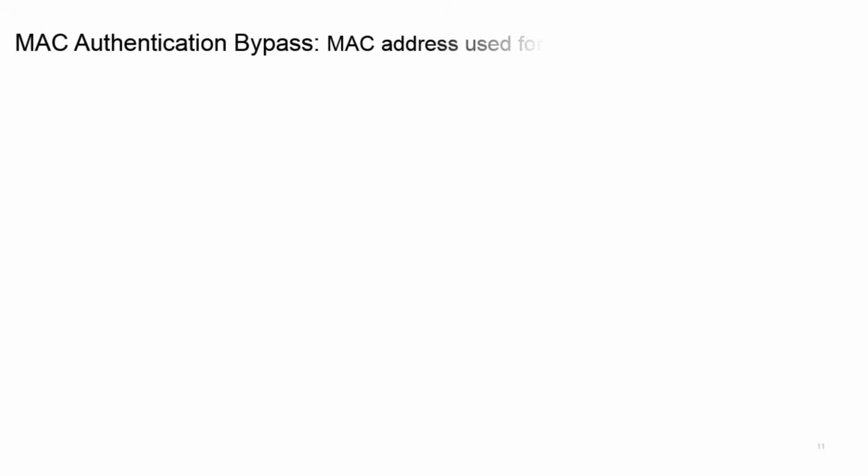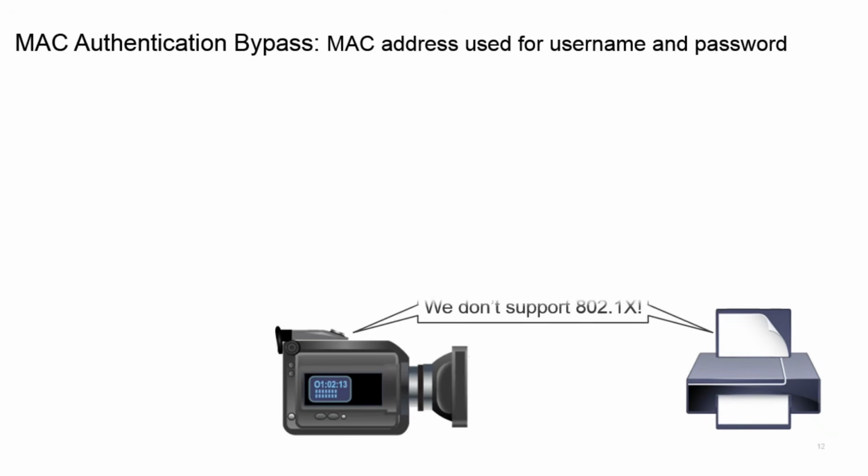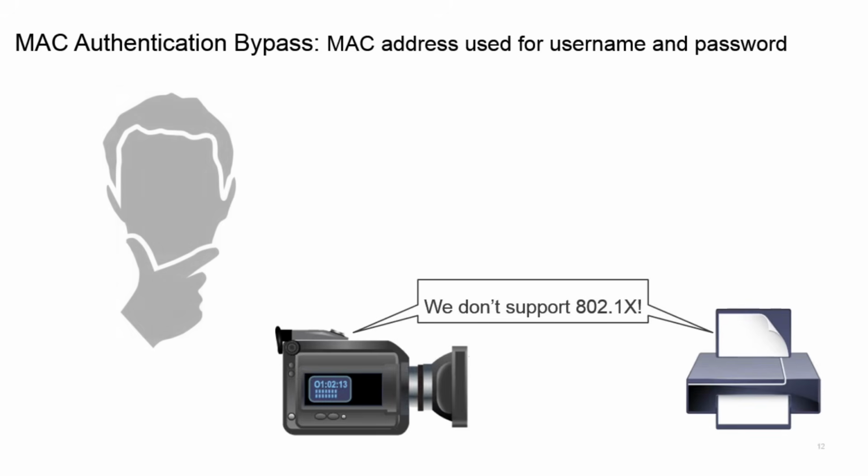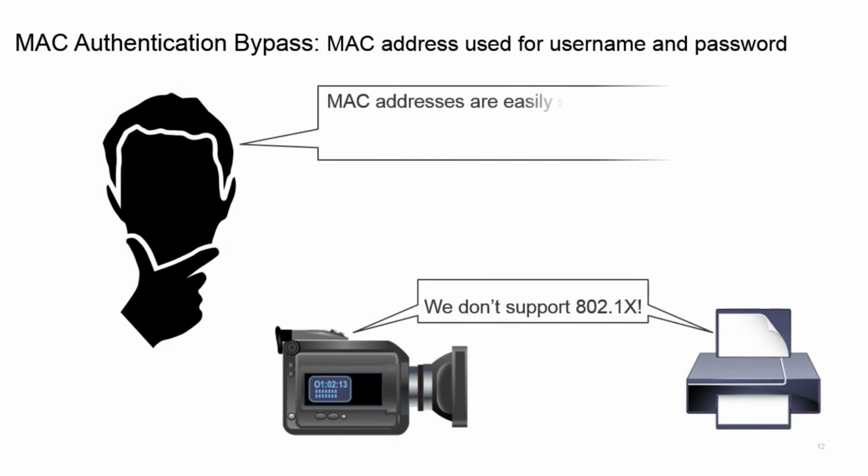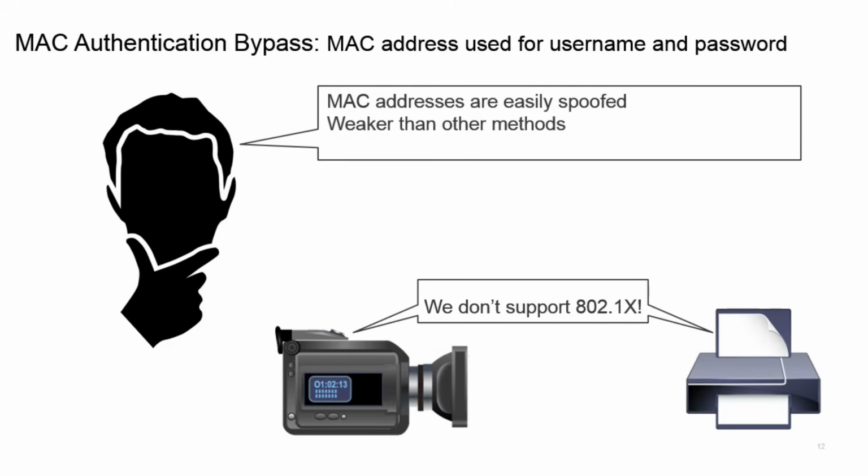Static MAC Authentication Bypass, or MAB, uses a MAC address for both the username and the password. This is the most basic form of authentication used for devices that simply do not support 802.1X. But there are some concerns. Because MAC addresses are easily spoofed, they are a relatively weak form of authentication. Even so, they are still a good first step for device identification.